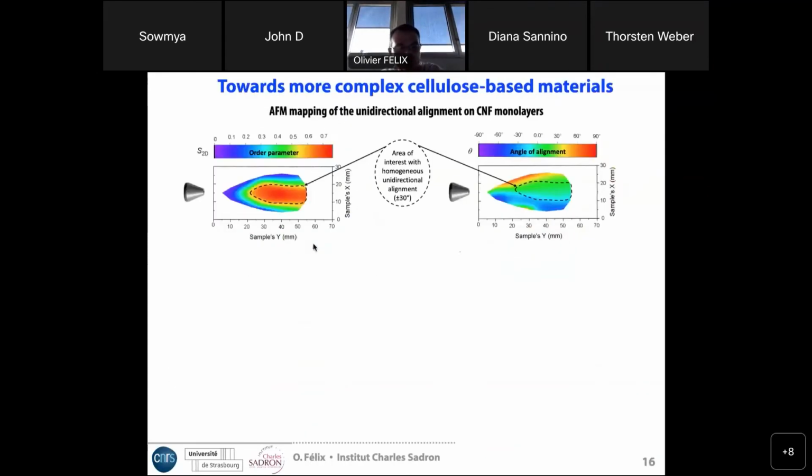Now, if you want to go to more complex structures, for example, the helical ones, we first need to check how big is the area where these nanofibrils are aligned in the spray pattern. That is here. That's why we did an AFM mapping. And you can check the order parameter, which is on the left. And you can see that the best orientation is obtained in the red area. And on the right, if you look at the angle of alignment, again, the same zone, I would say, but in this case, it's not red, it's green.